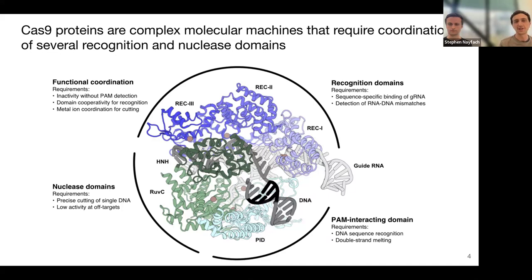And the function of Cas9 really requires coordination of all these different functions and all these different domains in order to be utilized effectively. And protein language models offer the possibility of designing these Cas9 proteins from scratch.